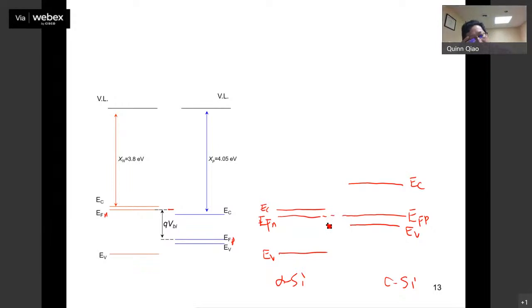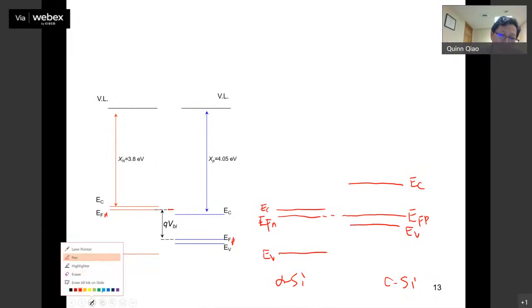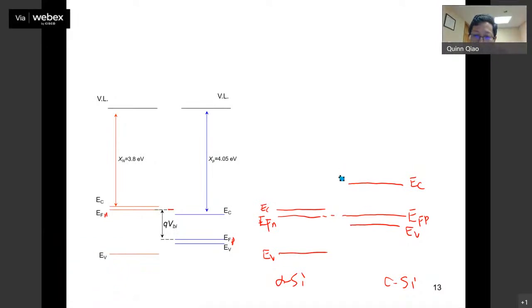Now, let's assume my interface is here. My interface is just halfway. See here, this is my interface, okay? And then you see what happens here. Initially, if there's no offset, no delta EC, no delta EV, then this should be something like this, right? Something like this.